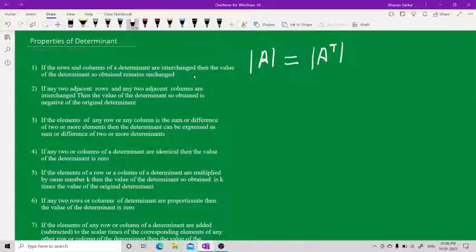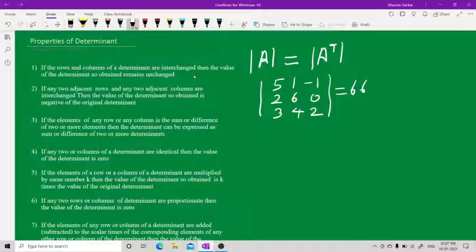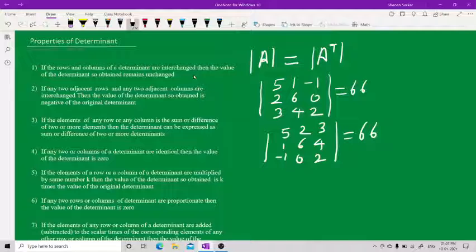For example, if I take a determinant of 5, 1, minus 1, 2, 6, 0, 3, 4, 2. In the last video, I got the answer 66. Now you can do it on your own. If I take the transpose, that means I make the rows the columns: 5, 1, minus 1, then 2, 6, 0 and 3, 4, 2. I will get the same value. That is the first point.